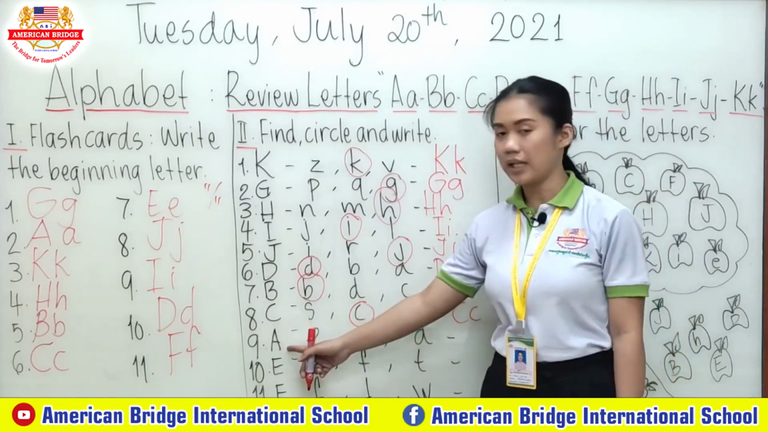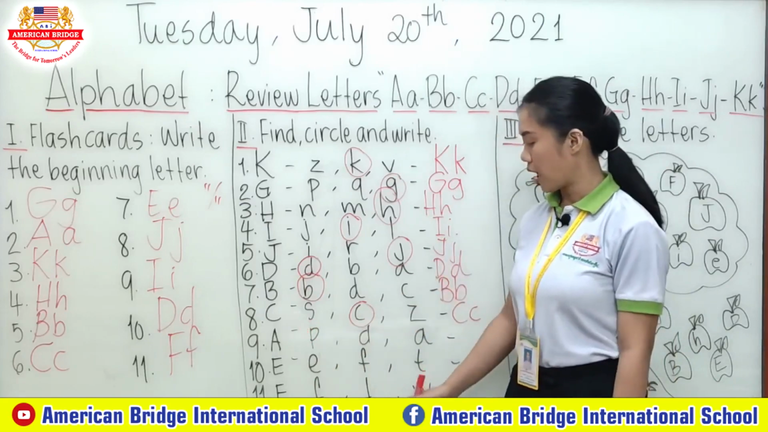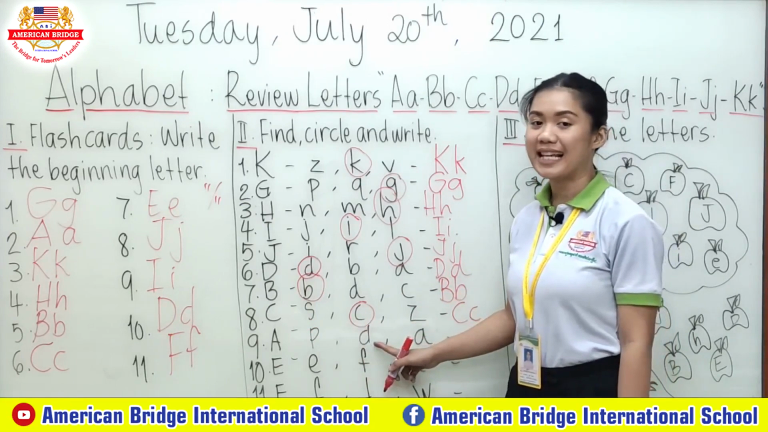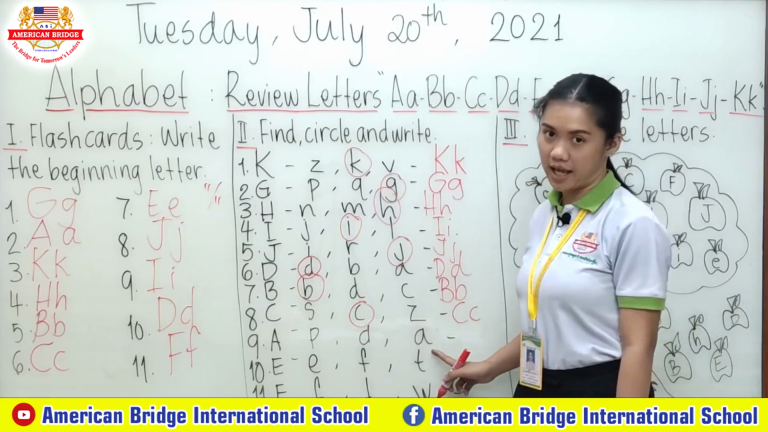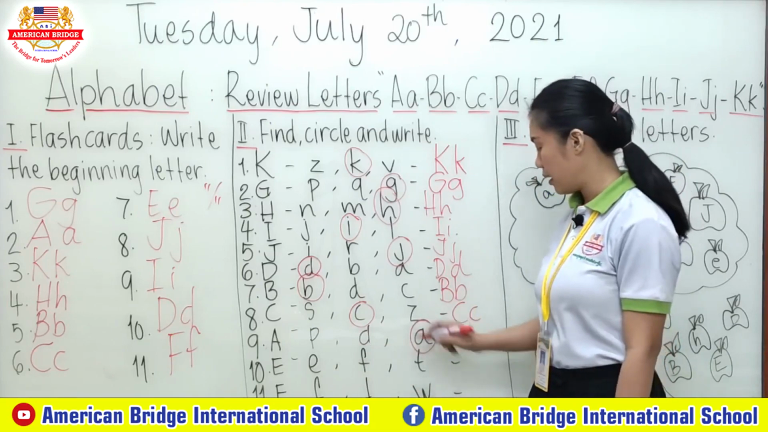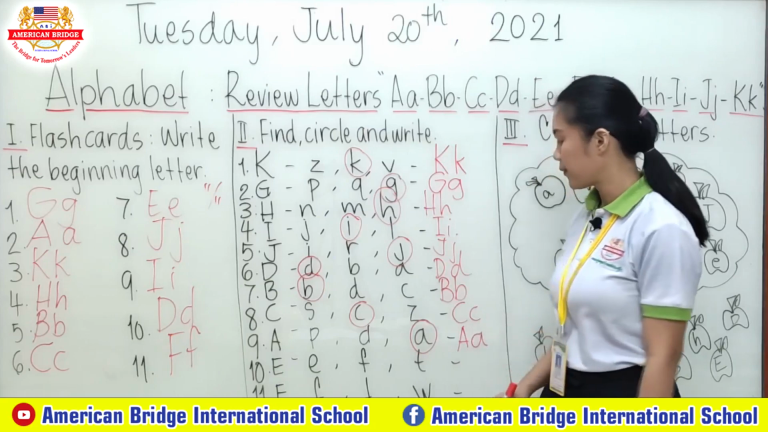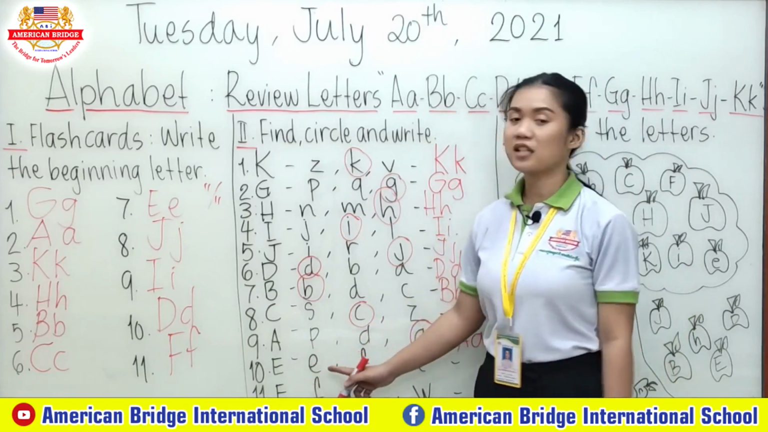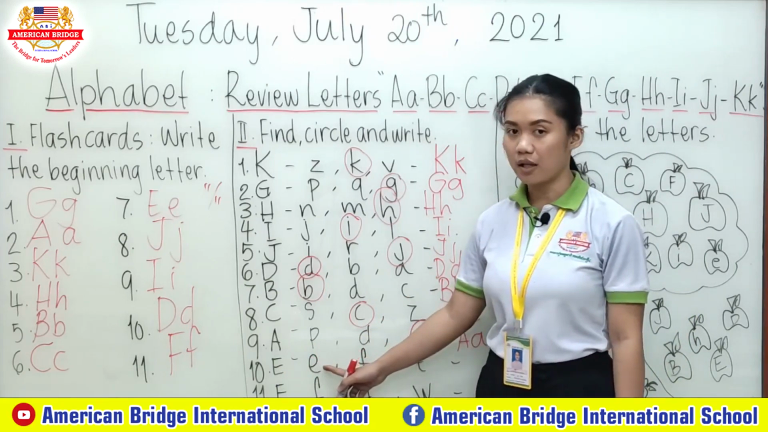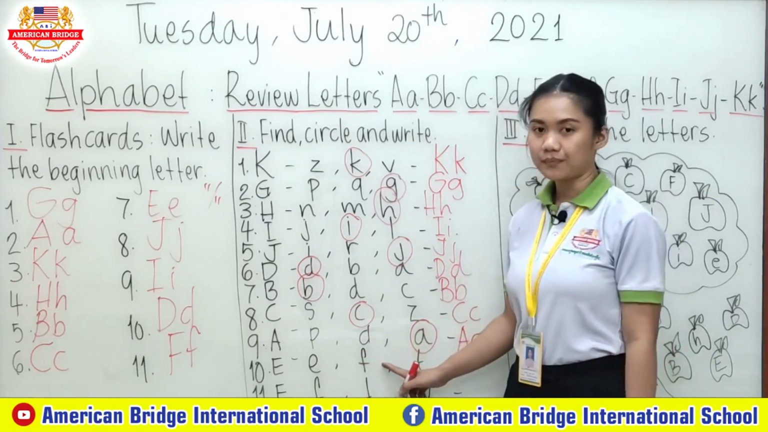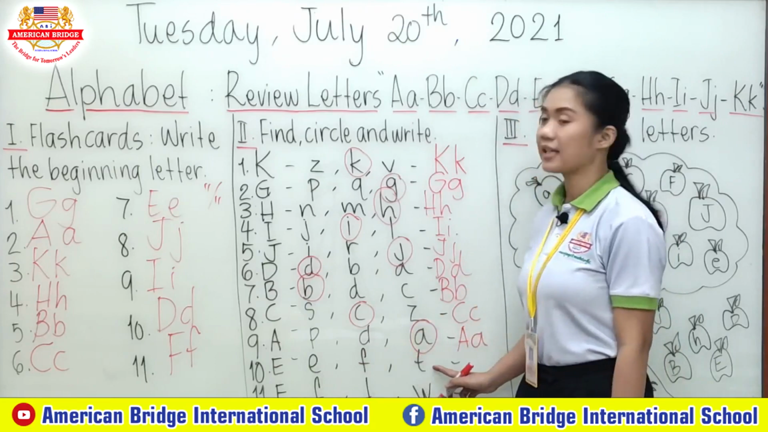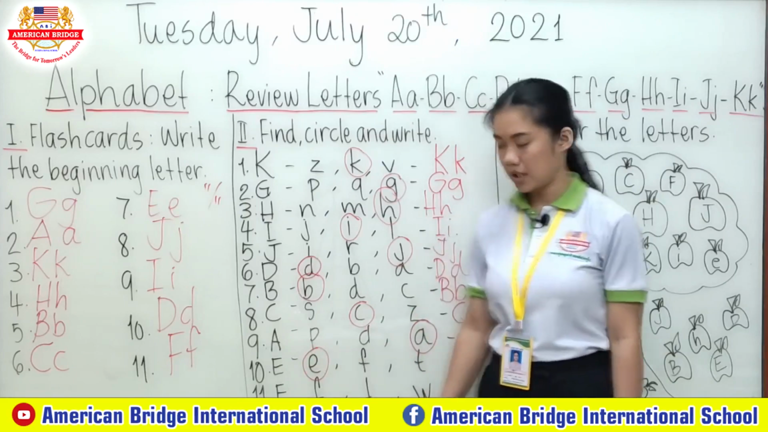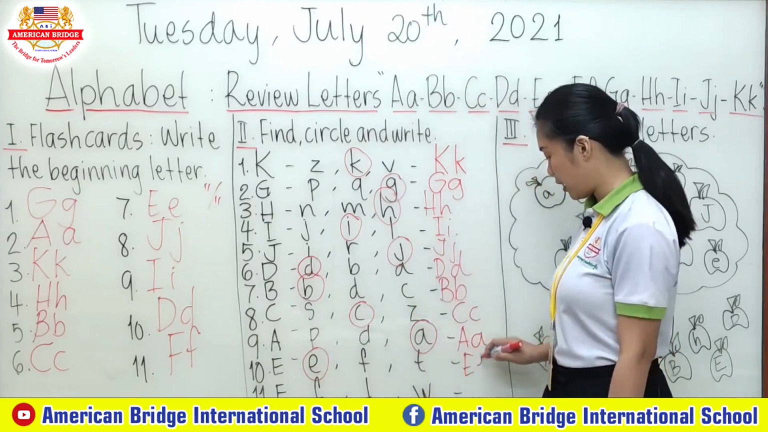Next is number nine, the letter A, capital A. We need to find the small letter A. This is small letter P. This is small letter D. And this one is the small letter A. So let's circle this, everyone. And then write the letter. Next, number 10 is capital E. We need to find small letter E. So here is the small letter E, right? How about this one? Small letter F. And this is small letter T. So let's go back in here again and circle the letter E. Small letter E. And write the letter.